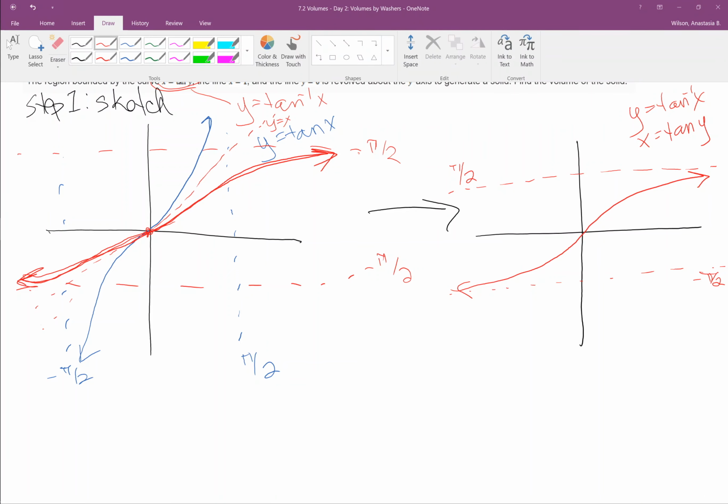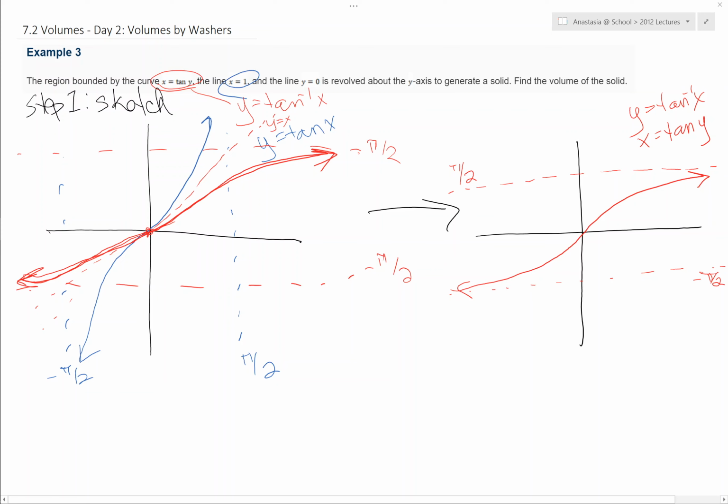Well, then according to our region, we also have the line x equals 1. So that's going to be a vertical line here. We also have y equals 0, which is the same thing as the x-axis. So the region that's bounded by these things is this little almost triangular region here. And we're taking that and rotating it around the y-axis. So notice that we do have a gap here.